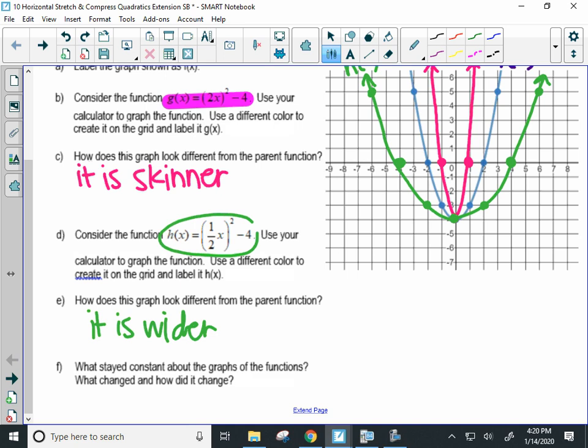Now, what stayed constant and what changed and how did it change? Well, it looks like the vertex was constant, right? So the vertex did not change. And that's really only because we did not move the graph up and down or left and right. We kept it with a -4 every time, so always shifted down 4. We didn't adjust it from there.